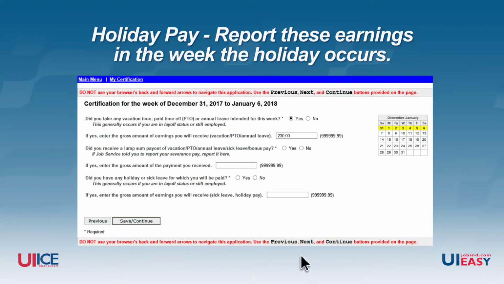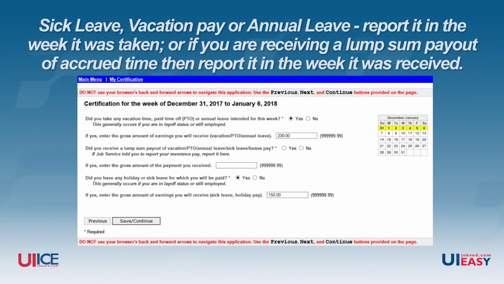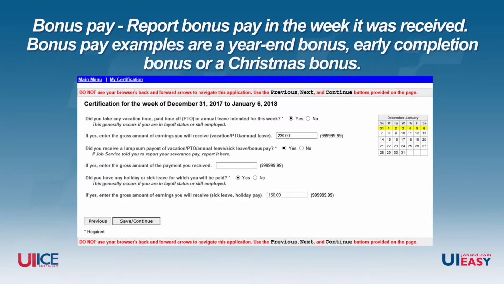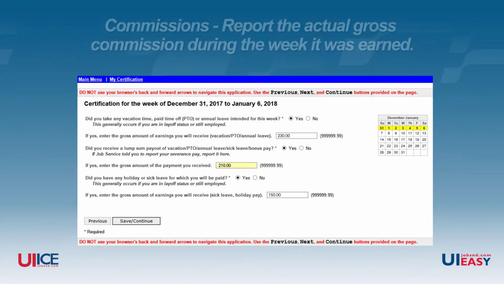Holiday pay. Report these earnings in the week the holiday occurs. Sick leave, vacation pay, or annual leave. Report it in the week it was taken, or if you are receiving a lump sum payout of accrued time, then report it in the week it was received. Bonus pay. Report bonus pay in the week it was received. Bonus pay examples are a year-end bonus, early completion bonuses, or a Christmas bonus.